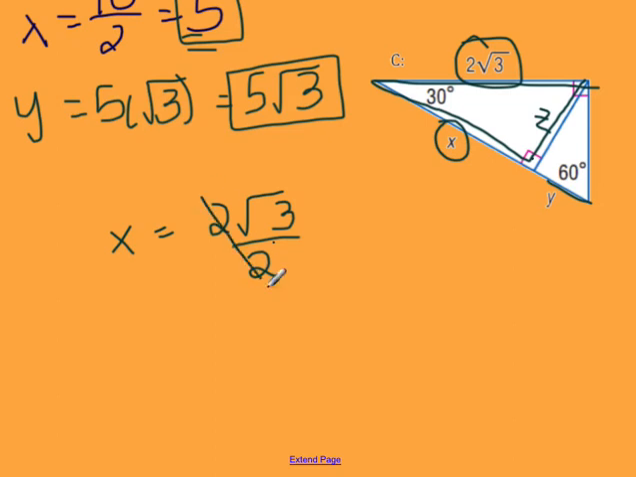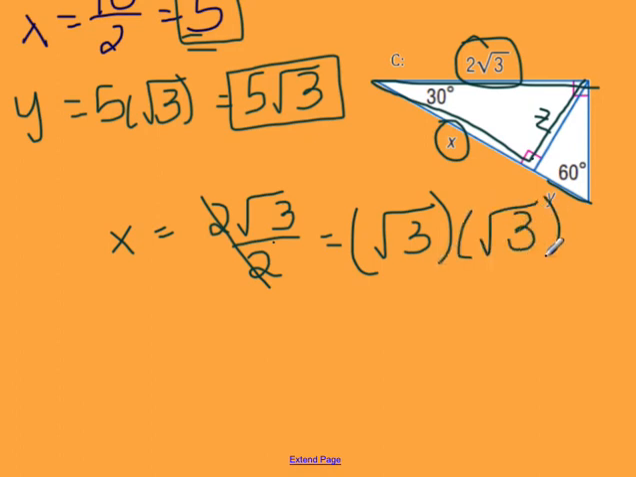Well, when you divide it by 2, that cancels these two out. Again, you can't cancel it out if it's underneath the radical. So that's going to be times the square root of 3. Now my second step, once I've done that, is I need to multiply this by the square root of 3. Well, the square root of 3 times the square root of 3 is going to give us 3. So I get that x is equal to 3.